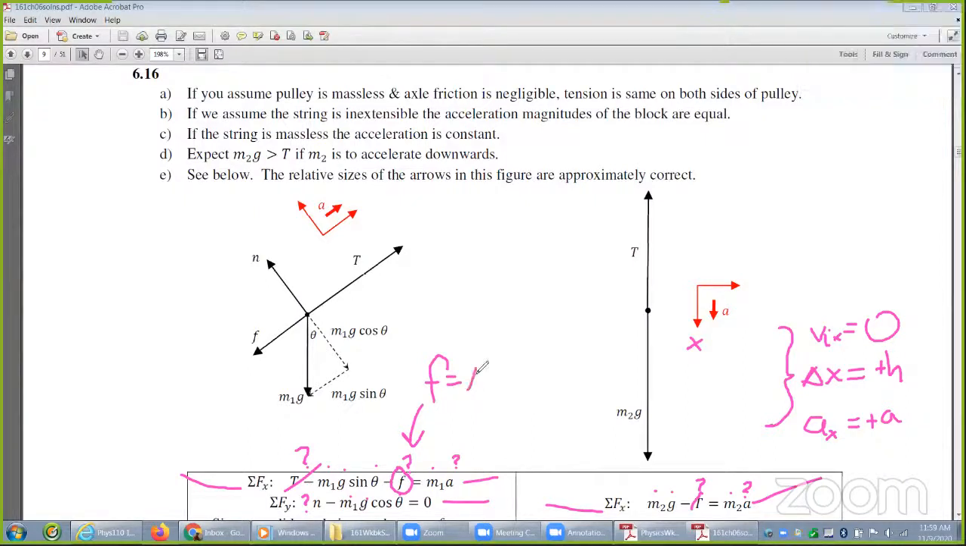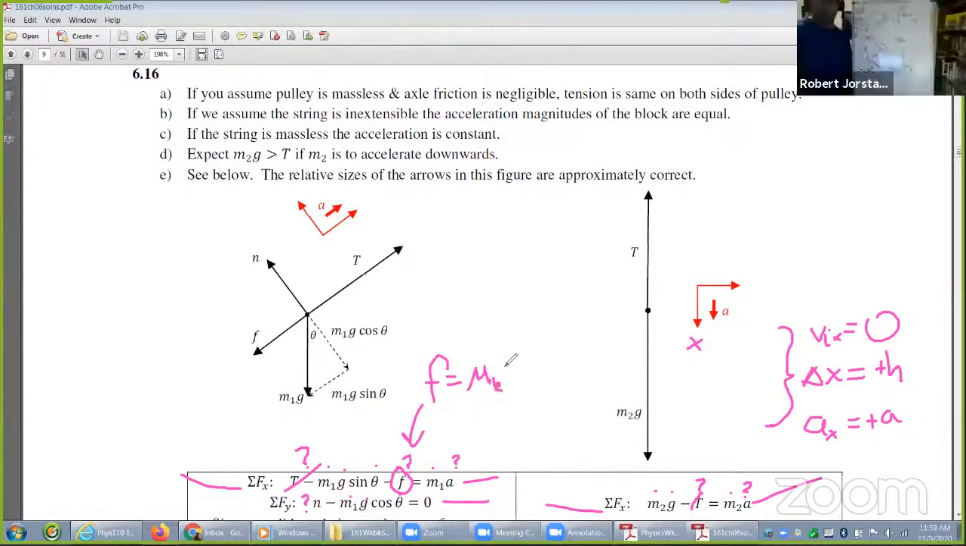Mu kinetic times the normal. Well, wait a minute. Can't we get the normal force here? That we could figure out. Aha! I could use the normal force, figure out this. Then I got this. Then I can get this. Then I don't have any unknowns. Then I can get the acceleration. Then I can do kinematics. This is a typical physics problem in that it seems impossible unless you remember to do all the setup.